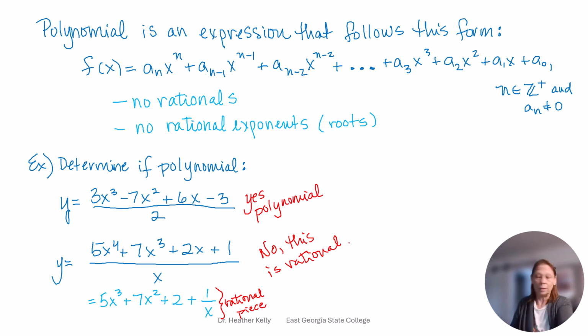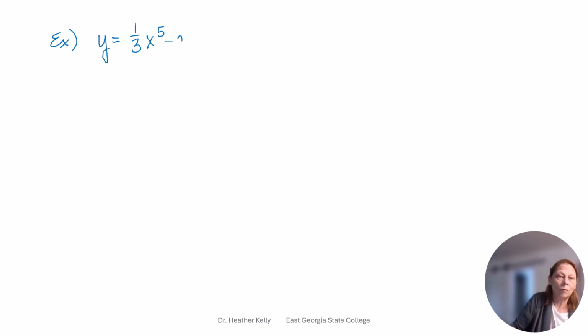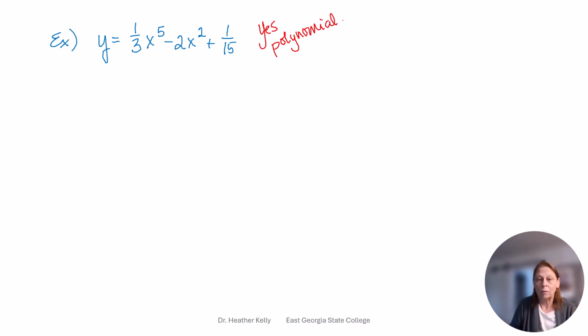Let me throw a couple more examples out there real quick. One third x to the 5th minus 2x squared plus 1/15. Yes, this is a polynomial. The coefficients can be fractions.